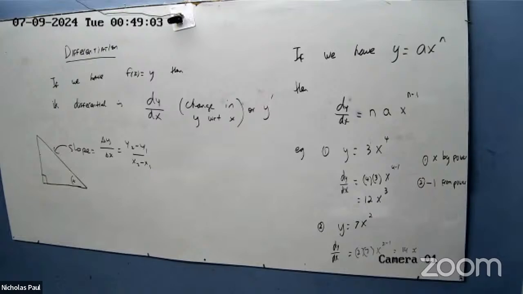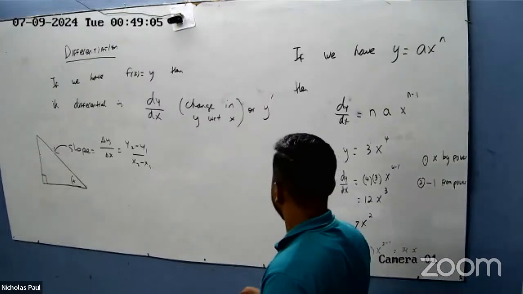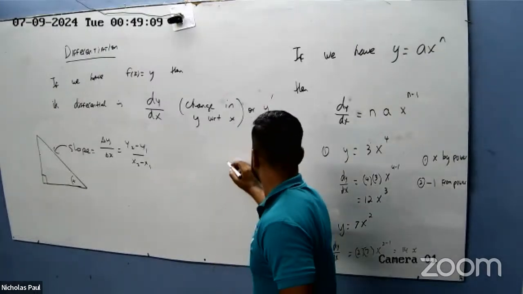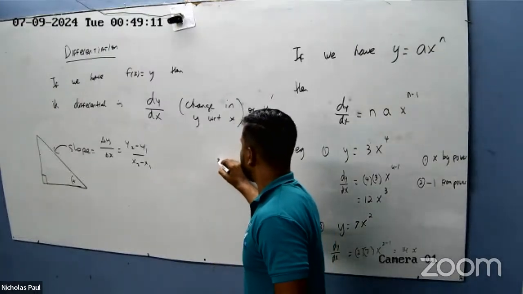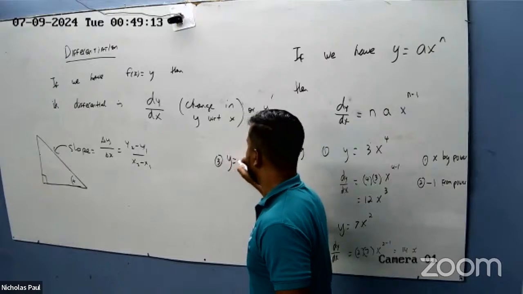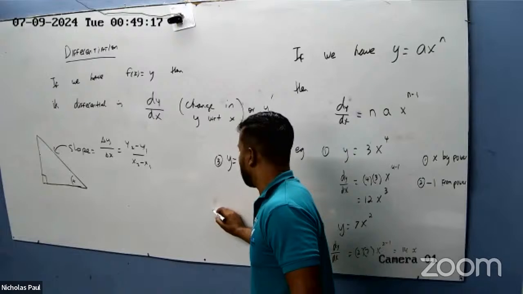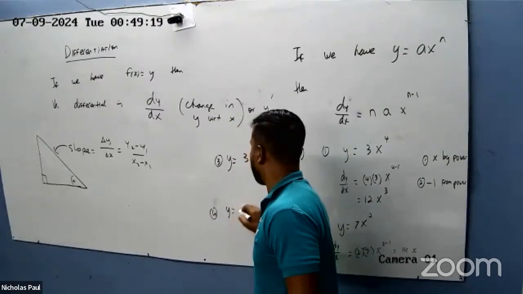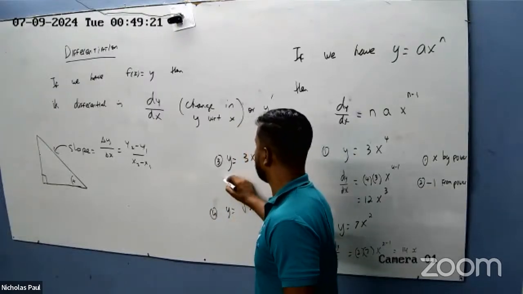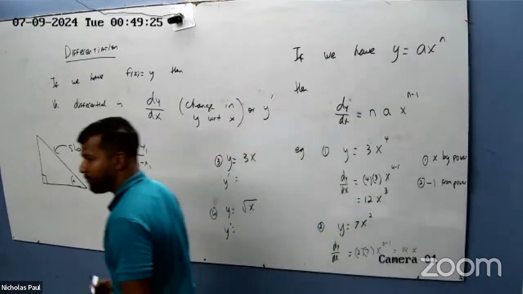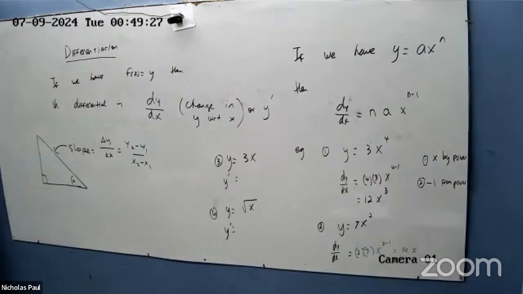Let's go again. I'm going to give you two more to try here. This one is easy. Number 3, y is equal to 3x. Number 4, y is the square root of x. Find the differentials. Find the differential of each one.